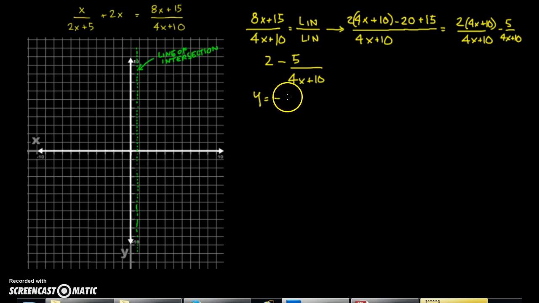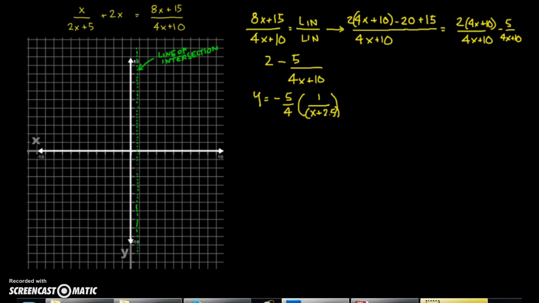y equals negative 5 over 4 multiplied by 1 over x plus, now it's not 10 because I took a 4 outside of it, it's 2.5. Let's make sure we realize that. If I'm going to take this whole expansion factor out, I've got to make sure that this guy gets treated right. Okay, so there we go.